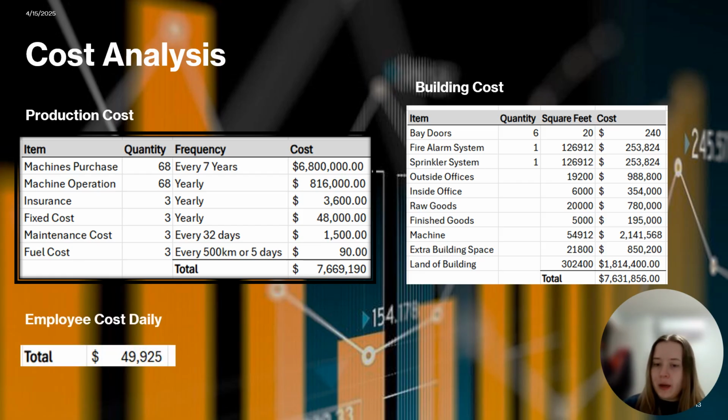Then we have the employee costs. That is based on our 3 shifts, all of the employees we have, as well as salaries. All salaries that were given, we used. Any other salaries that weren't given, we used based on the Nova Scotia Job Bank average salary. That would be a daily salary of $49,925 for all of our employees.